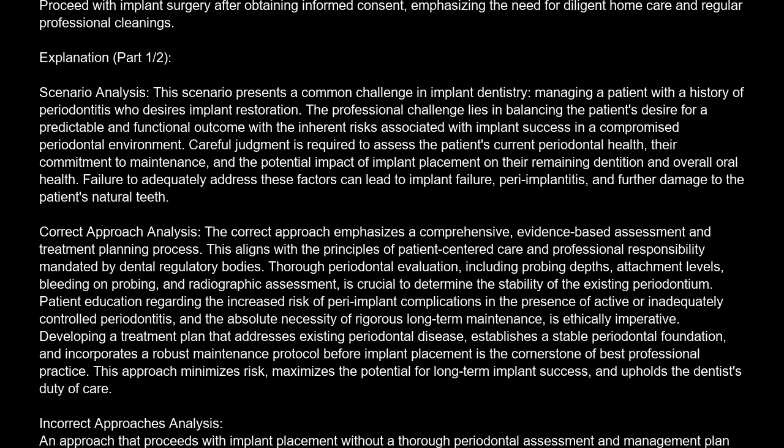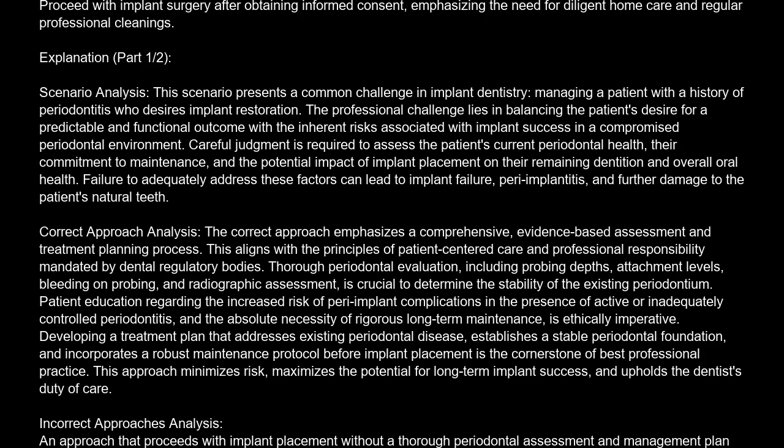Correct approach analysis. The correct approach emphasizes a comprehensive, evidence-based assessment and treatment planning process. This aligns with the principles of patient-centered care and professional responsibility mandated by dental regulatory bodies. Thorough periodontal evaluation, including probing depths, attachment levels, bleeding on probing, and radiographic assessment, is crucial to determine the stability of the existing periodontium. Patient education regarding the increased risk of peri-implant complications in the presence of active or inadequately controlled periodontitis, and the absolute necessity of rigorous long-term maintenance, is ethically imperative.